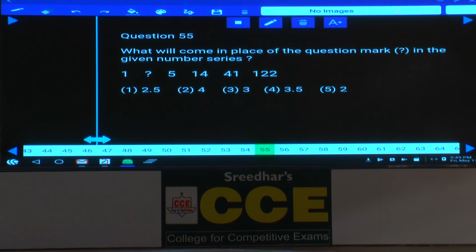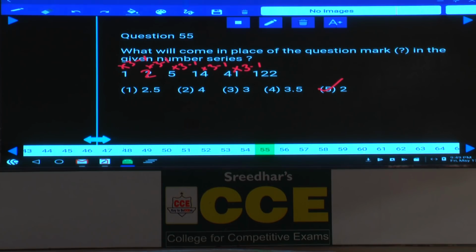Then question number 55. 1, 5, 14, 41, 122. 41 and 122. Tell me how to express this one. Into 3 minus 1 and 14 into 3 is 42 minus 1 is 41 and 5 into 3, 15 minus 1, that is 14. 1 into 3, 3 minus 1 is 2 and 2 into 3, 6 minus 1 is how much? 5. Hence what is the missing number here? 2 is the missing. Maybe you have done with the difference.